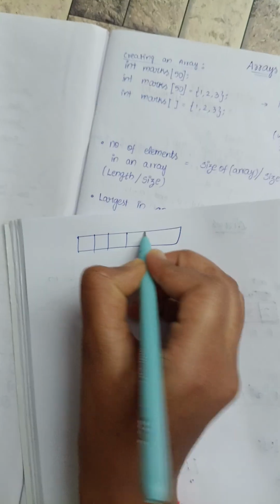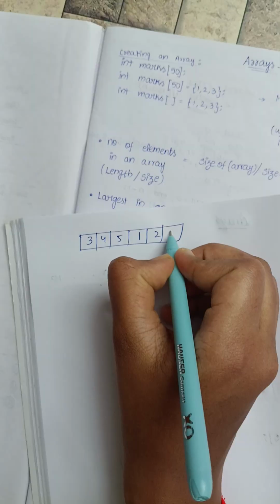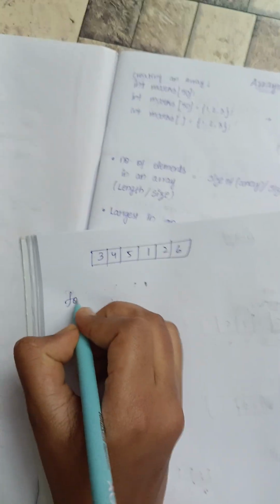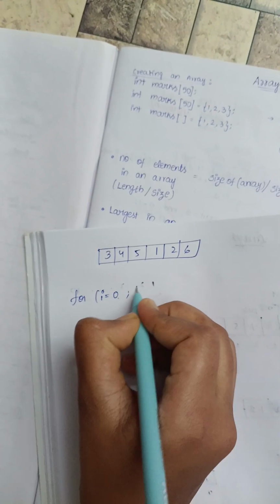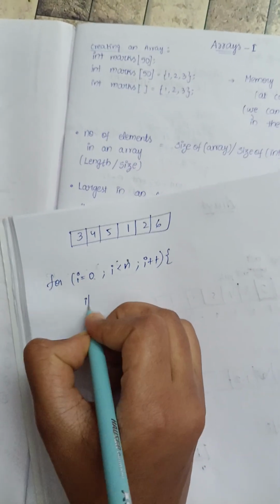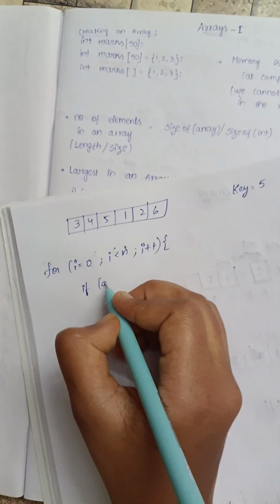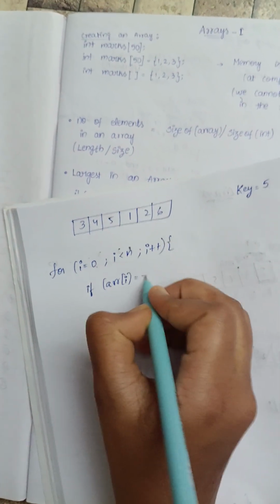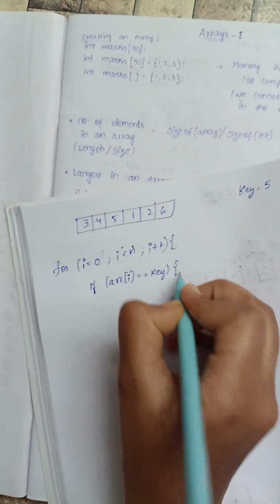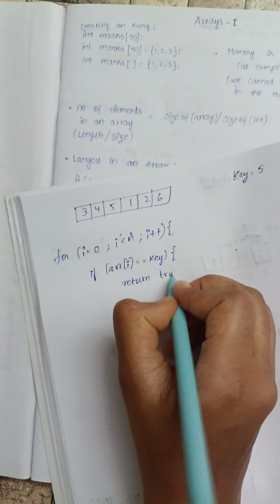Linear search means, I'll tell you once in a simpler way. Suppose this is 3 4 5 1 2 6. This is for I equals 0, I less than n, I plus plus. This is the code for linear search. If we want to find out a key element, and the key element is 5, if array of I double equals key, then we'll return true.